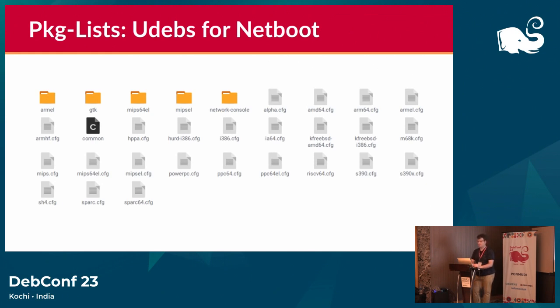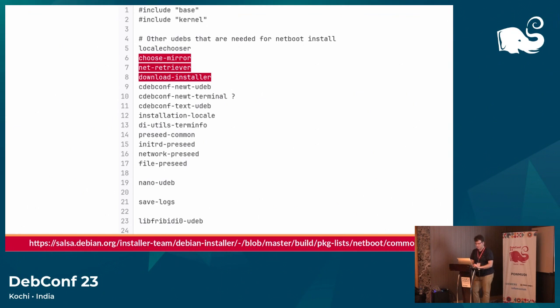And since we want to check out the files for the netboot AMD64 mini ISO, let's go into the AMD64 config file, which includes the common config file. So this is the common config file, and there are some interesting package names in this, like choose mirror, net retriever, download installer. These are not something you would expect an ordinary Debian package to be named. These are installer specific things, like an installer step that downloads the rest of the installer, which is download installer.